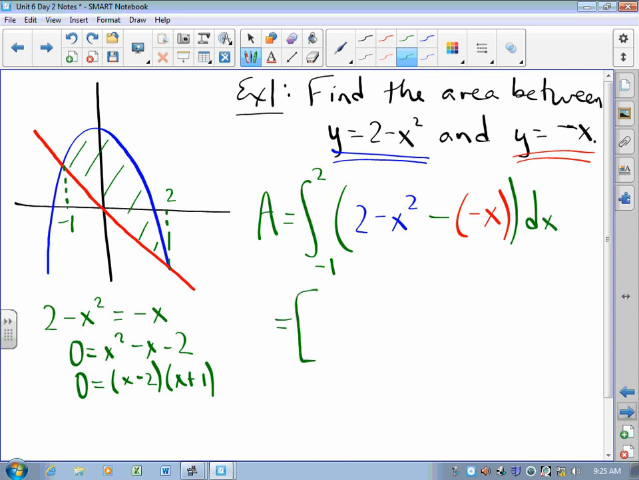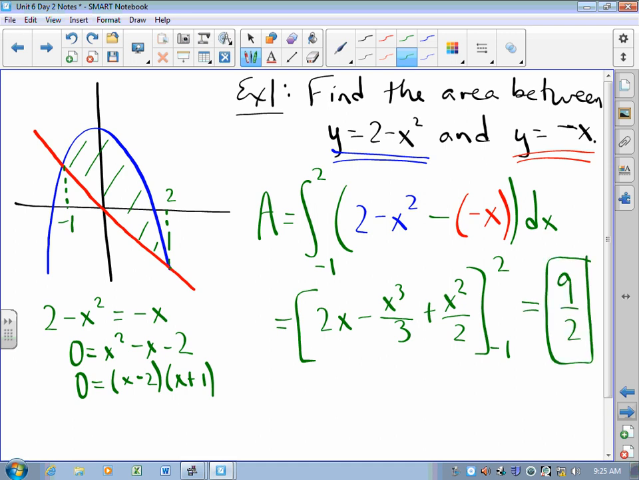And so what have I got? I take an antiderivative. You should make sure that that is actually the antiderivative in question. We substitute 2. We substitute negative 1. We subtract. And there it is. Area between two curves. We integrate top minus bottom. Boom.